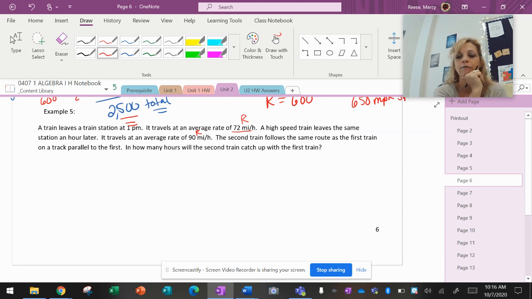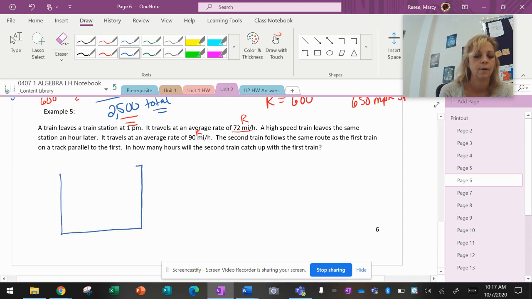The second train follows the same route as the first train on a track parallel to the first. Thankfully, they're parallel, because otherwise it would not be good, since he's eventually going to catch up and run into them. Okay? In how many hours will the second train catch up to the first train? Now, I have a lot of kids that say, but they gave me a time. They actually didn't give you time. They gave you a time that they left. They didn't give you how long they're on the track for. That's totally different. Okay?